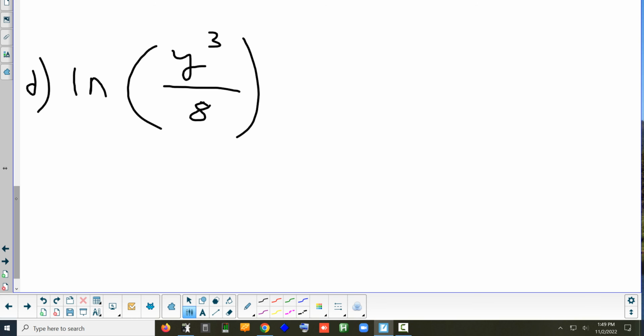Okay, so when I split this one, Tyler, is it going to split into addition or subtraction? Subtraction. Definitely going to be subtraction because we have division. We're going to have two natural logs. And Jackson, what's going to be my first argument? Yeah, it would be y cubed, but then what do we have to do with that cube?